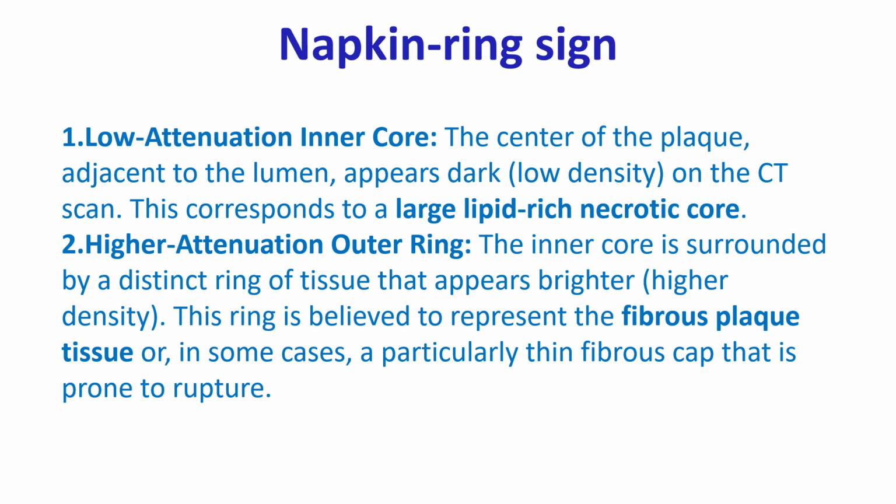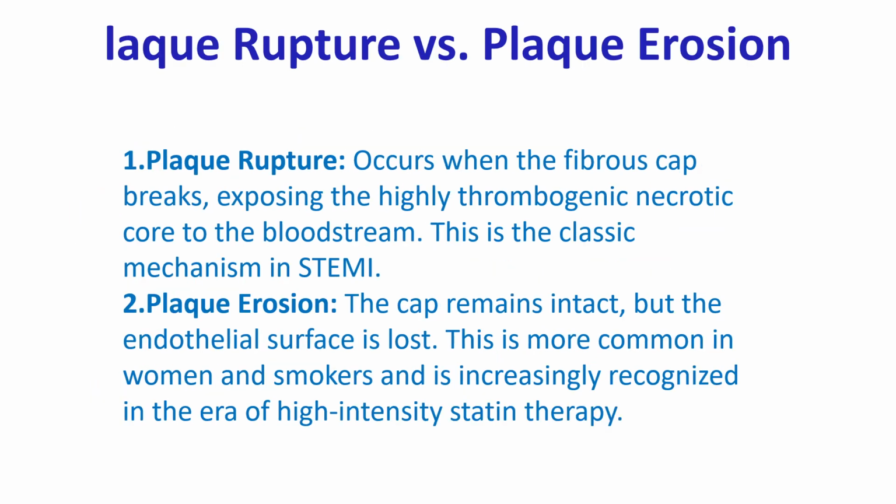Its characteristic features are a low attenuation inner core. The center of the plaque adjacent to the lumen appears dark, low density on CT scan. This corresponds to a large lipid-rich necrotic core. Higher attenuation outer ring. The inner core is surrounded by a distinct ring of tissue that appears brighter, higher density. This ring is believed to represent the fibrous plaque tissue, or in some cases, a particularly thin fibrous cap that is prone to rupture.